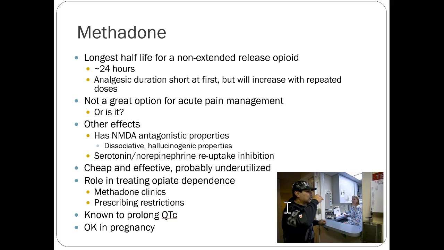And some people can get almost hallucinogenic-like properties with NMDA, but usually not with methadone. So it might have a little bit of a different mechanism there. It also has serotonin norepinephrine reuptake inhibition, which is a common mechanism of several antidepressant classes. And also those medications that cause serotonin norepinephrine reuptake work for neuropathic pain. Just keep that in the back of your mind for now.